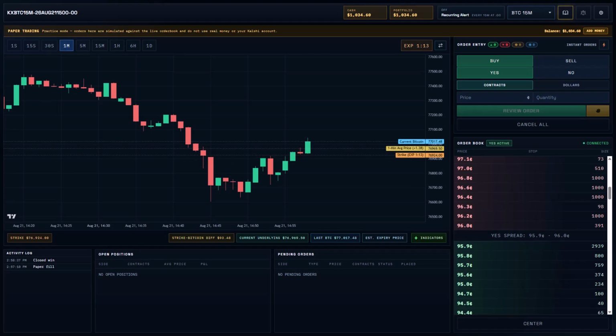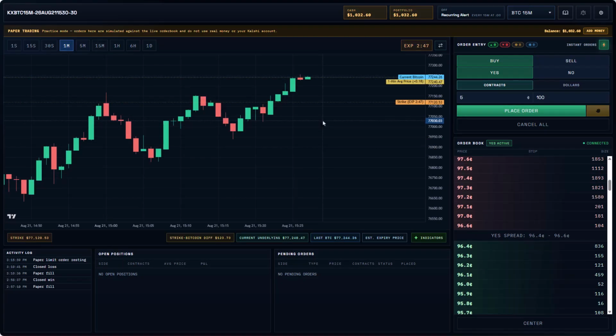And that's the basic Midnight Terminal workflow. Choose your environment, understand the market and strike price, place your order, monitor your position, and exit when you're ready.